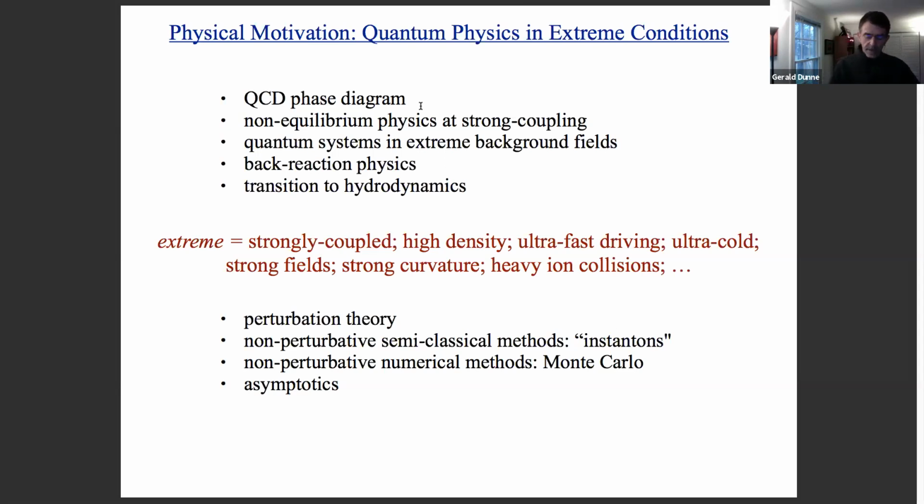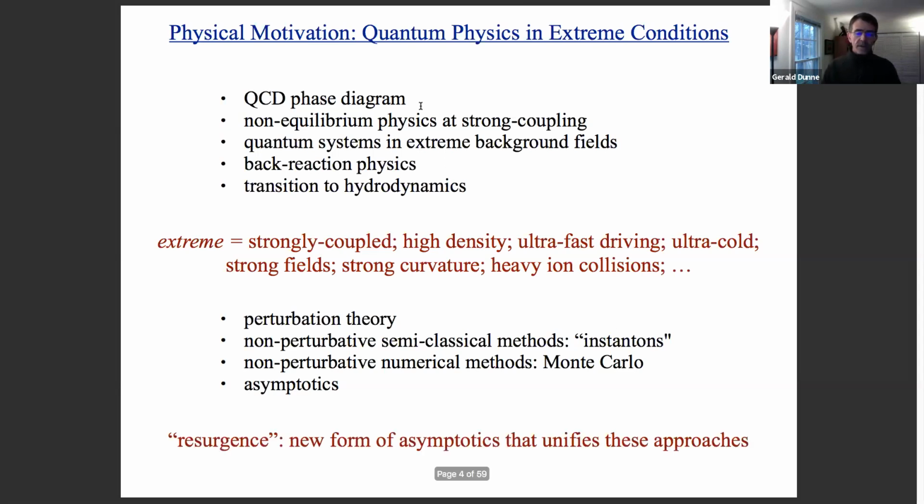One of the ideas underlying resurgence is that it's a form of asymptotics that has the potential to unify these approaches. Why that would be helpful is that each of these different approaches has its own advantages and disadvantages. And if we can understand how they're related to one another, we may learn something new and develop some new computational methods.